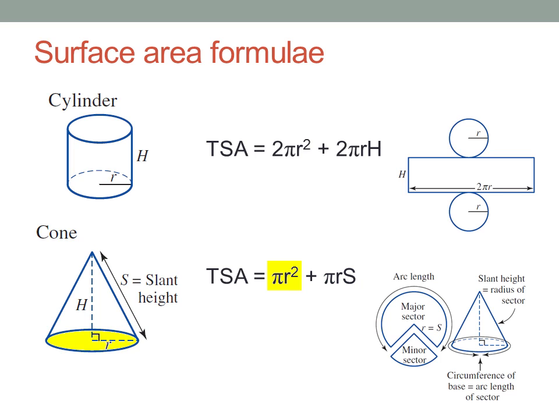But this first bit is just the area of the circle at the bottom. So now you know which part to omit if you don't need the base. For example, if you're calculating the area of material for a conical tent or something like that.